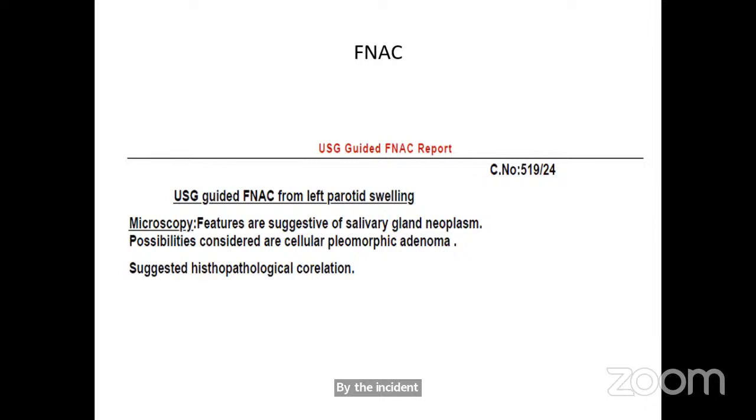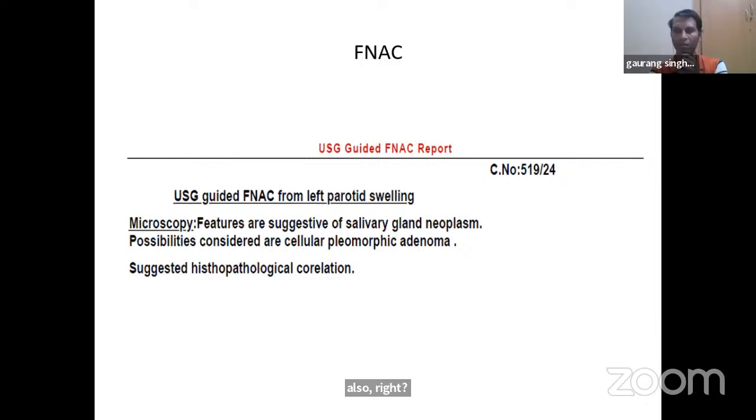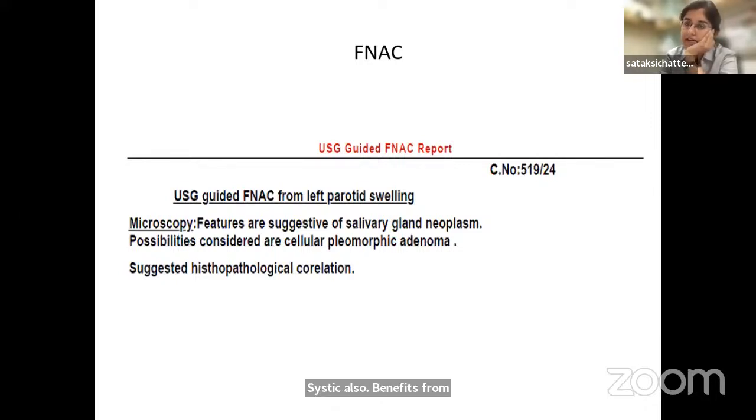So you know that there is a staging system for MEC also, right? Yes, sir. I think Sarvani ma'am in the group has added as well that all adenoid cystic carcinomas you have to give, and there is a large NCDB database looking into exactly that. T1, T2 adenoid cystic also benefits from adjuvant radiation therapy.